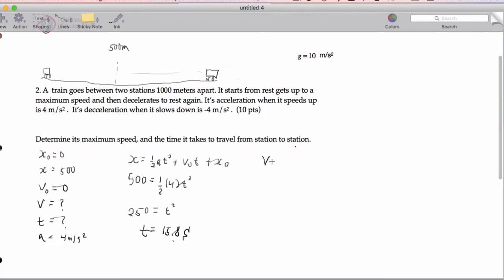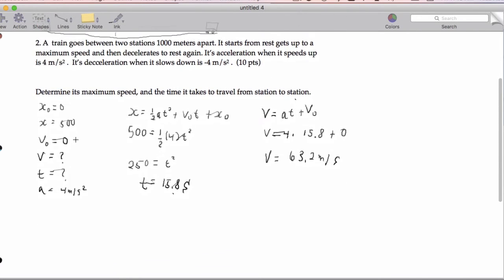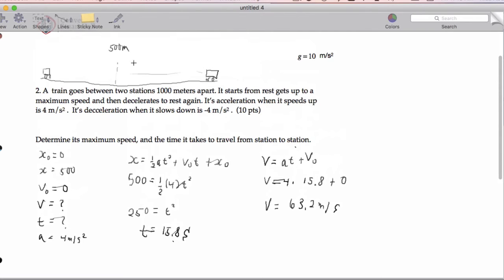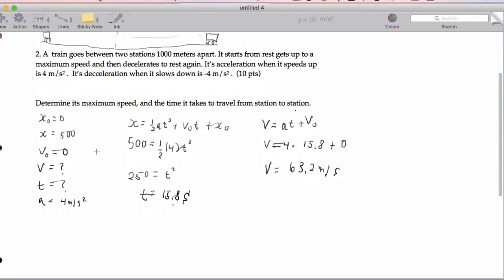So we will say v equals at plus v naught. So we know v equals 4 times 15.8 plus 0. And that's going to give us a speed of 63.2 meters per second. Now, to get the rest of the time, we need to slow down from 63.2 meters per second to 0 to make it to the next station.